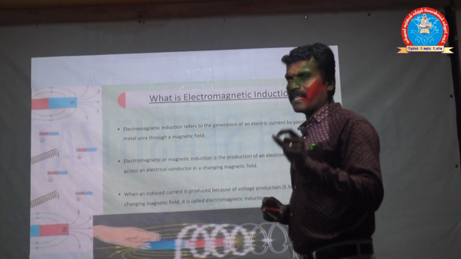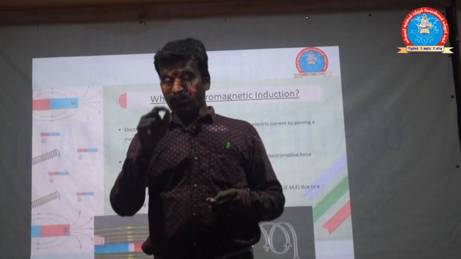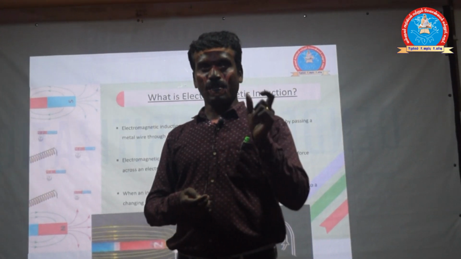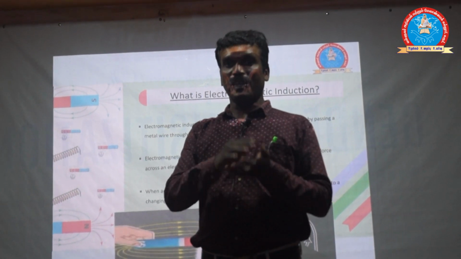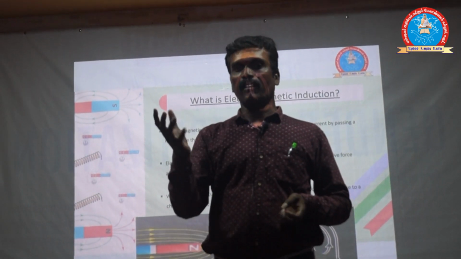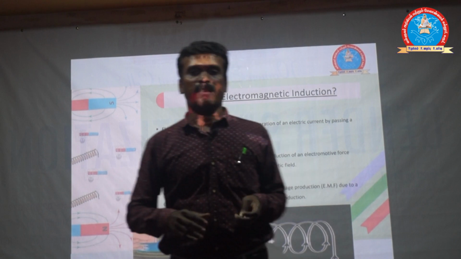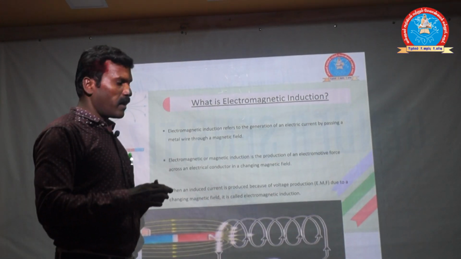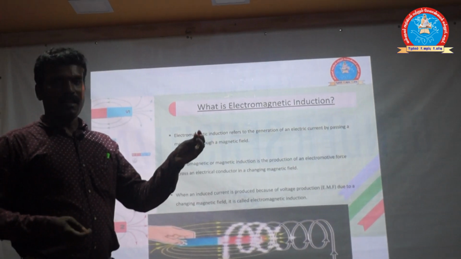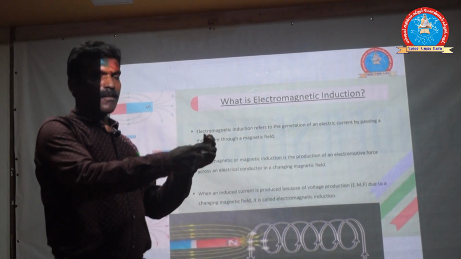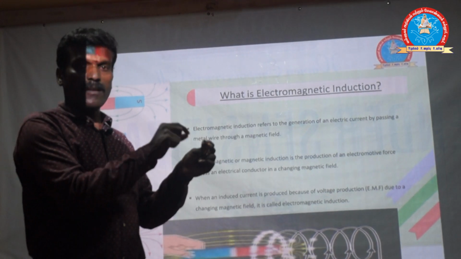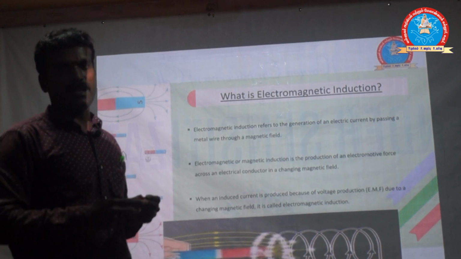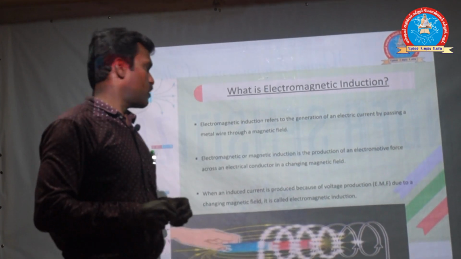So electromagnetic induction will be produced when the magnetic field changes, or when the magnetic field is stable and the coil changes. Either one changing will do it: when the magnet is stable but the distance between the coil and the magnet changes, the EMF will be produced.